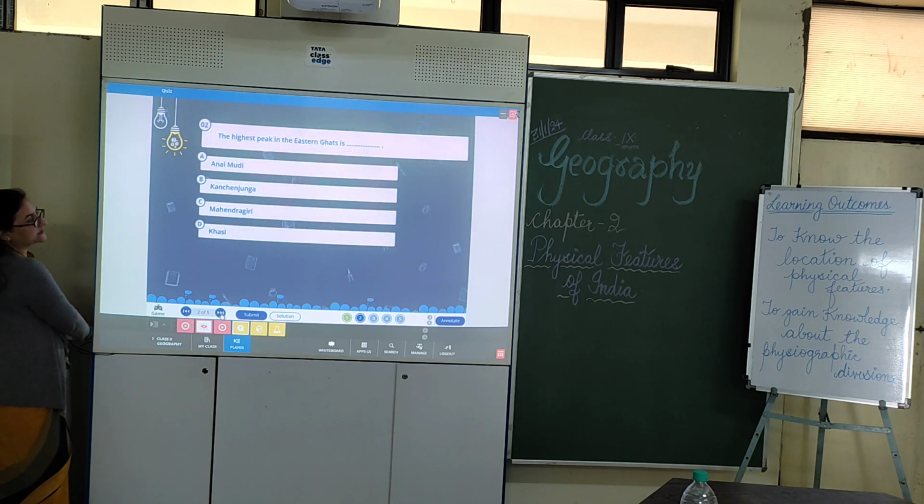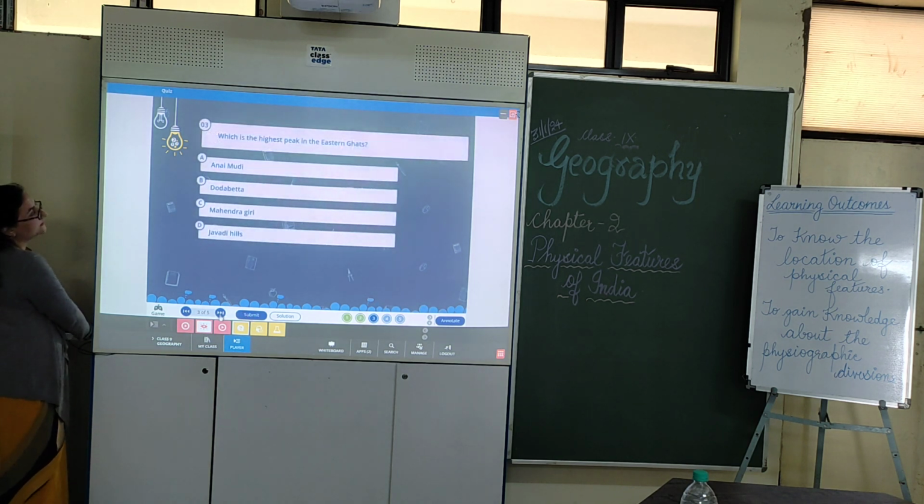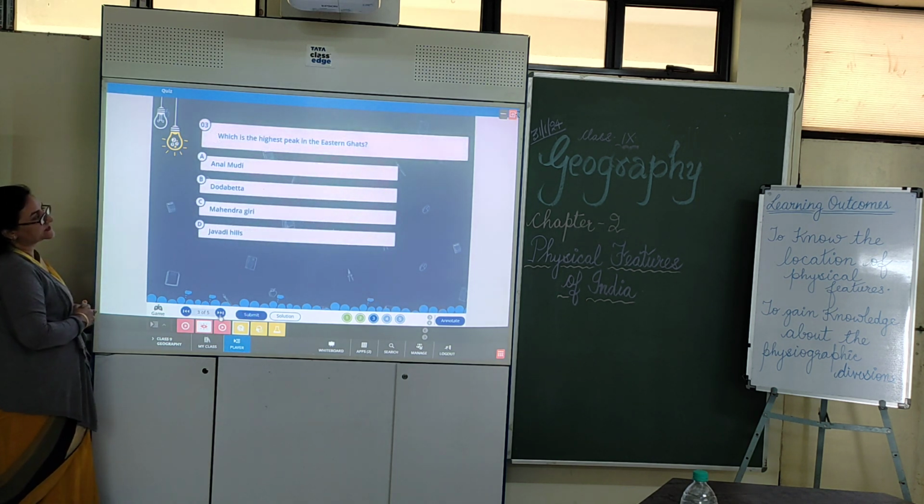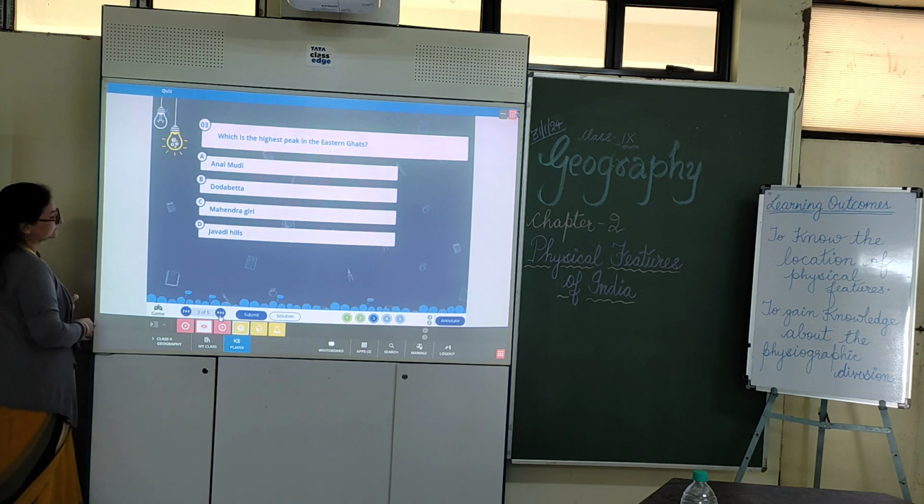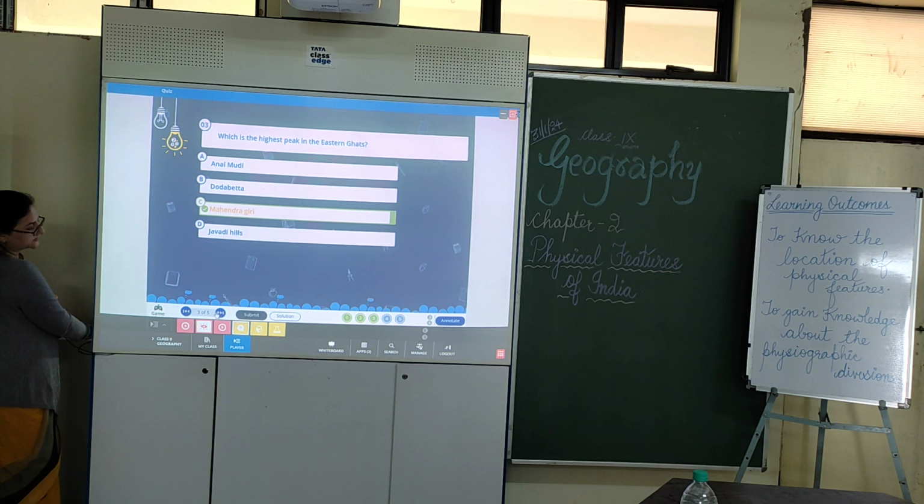Highest peak in the Eastern Ghats is? Any guesses? Eastern Ghats is Mahendragiri. The highest peak in the Eastern Ghats is actually Mahendragiri, and Anamalai is of the Western Ghats. Mahendragiri is the correct answer. Just now we have discussed this.